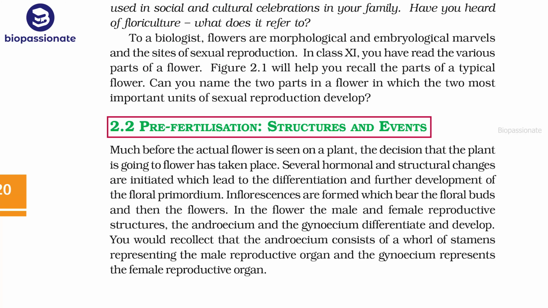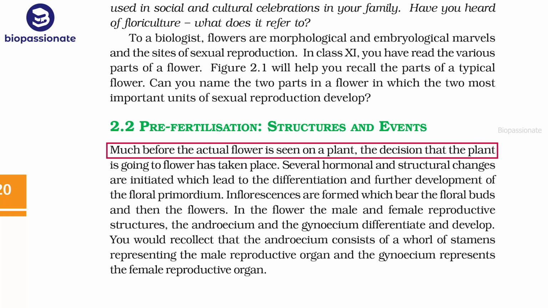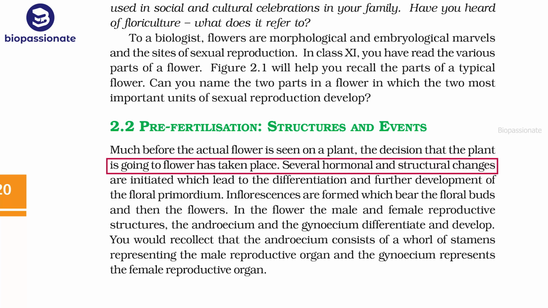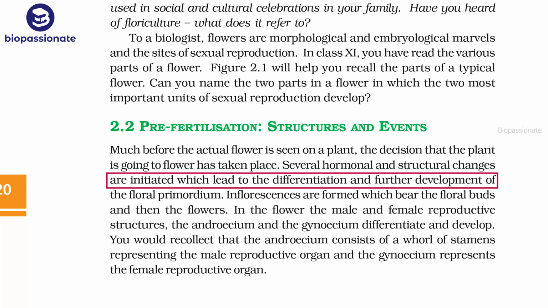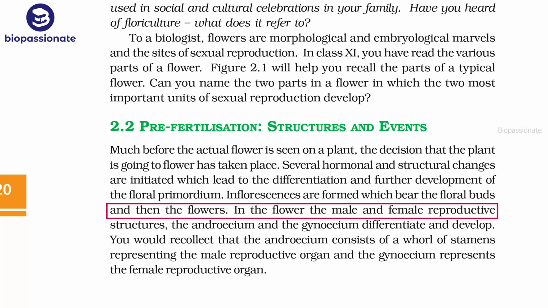2.2. Pre-fertilization structures and events. Much before the actual flower is seen on a plant, the decision that the plant is going to flower has taken place. Several hormonal and structural changes are initiated, which lead to the differentiation and further development of the floral primordium. Inflorescences are formed, which bear the floral buds and then the flowers.